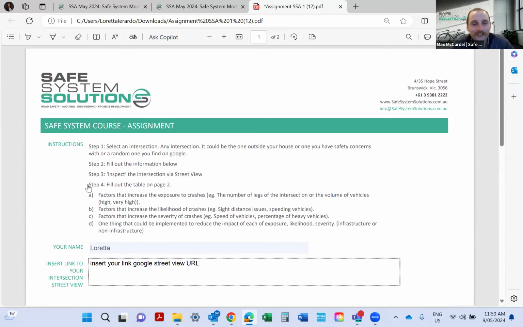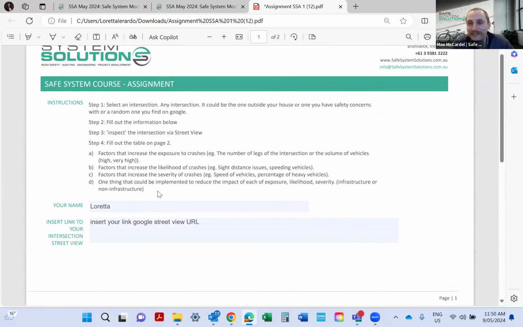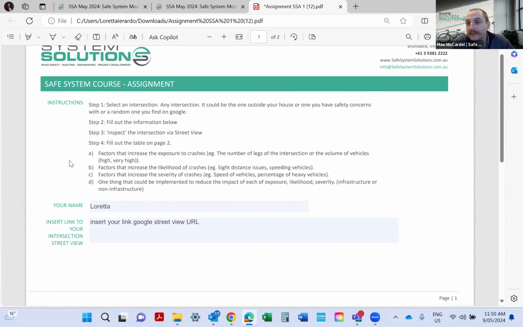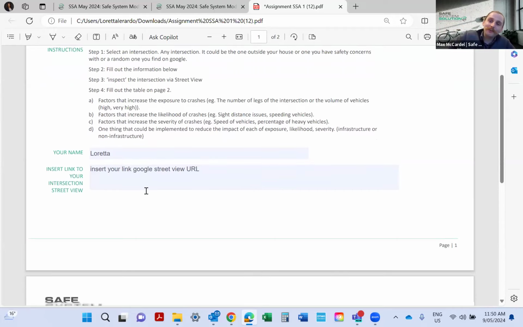Still going through the instructions. I'm not as familiar with this assignment. So you just need to inspect the intersection via Street View. Don't worry about getting boots on ground. Then we just get you to fill in the table that's on the second page. All we're looking at are factors associated with exposure, likelihood, and severity. And then we're also saying one thing that could be implemented to reduce the impact of each of those elements as well. So Loretta, if you could scroll down, we'll have a look at the table.